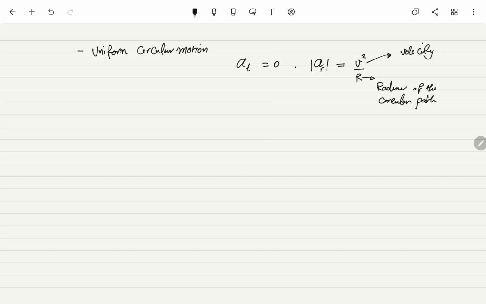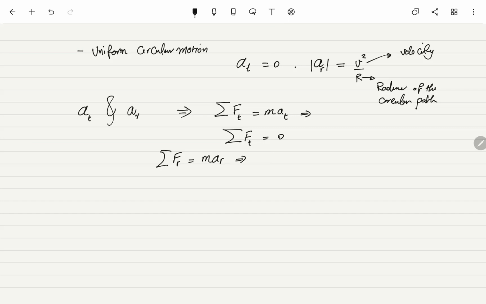Since we have two types of acceleration, tangential and radial, we will have two types of forces. For the tangential direction, the sum of all forces in the tangential direction is equal to m a_tangent, which in this case equals 0. But for the radial direction, the sum of all forces in the radial direction is equal to m a_radial, which in this case equals m v squared over r.